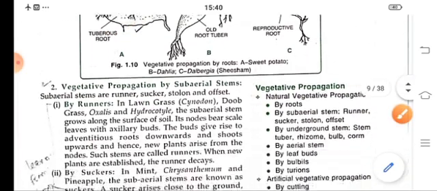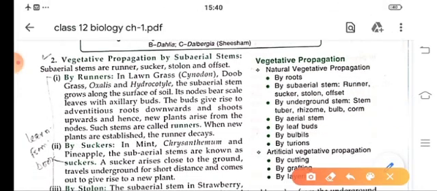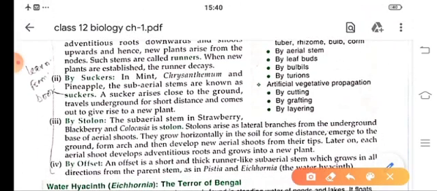Okay, so next is vegetative propagation by subaerial stems like in lawn grass, doob, then oxalis and hydrocotyle. These stems go along the surface of the soil, and the nodes bear the leaves with axillary buds. Now these axillary buds give rise to adventitious roots and shoots upwards. So from these nodes, the new plants arise. Such stems are known as runners. When new plants are formed or established, the runner decays.